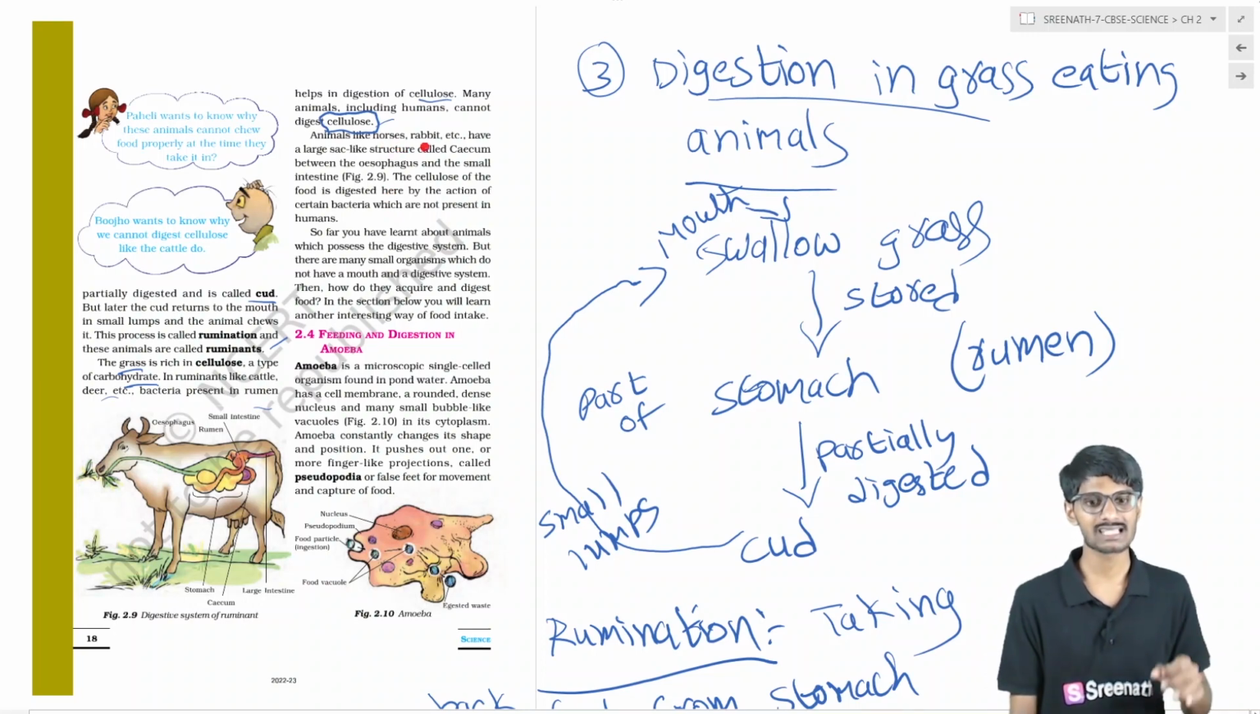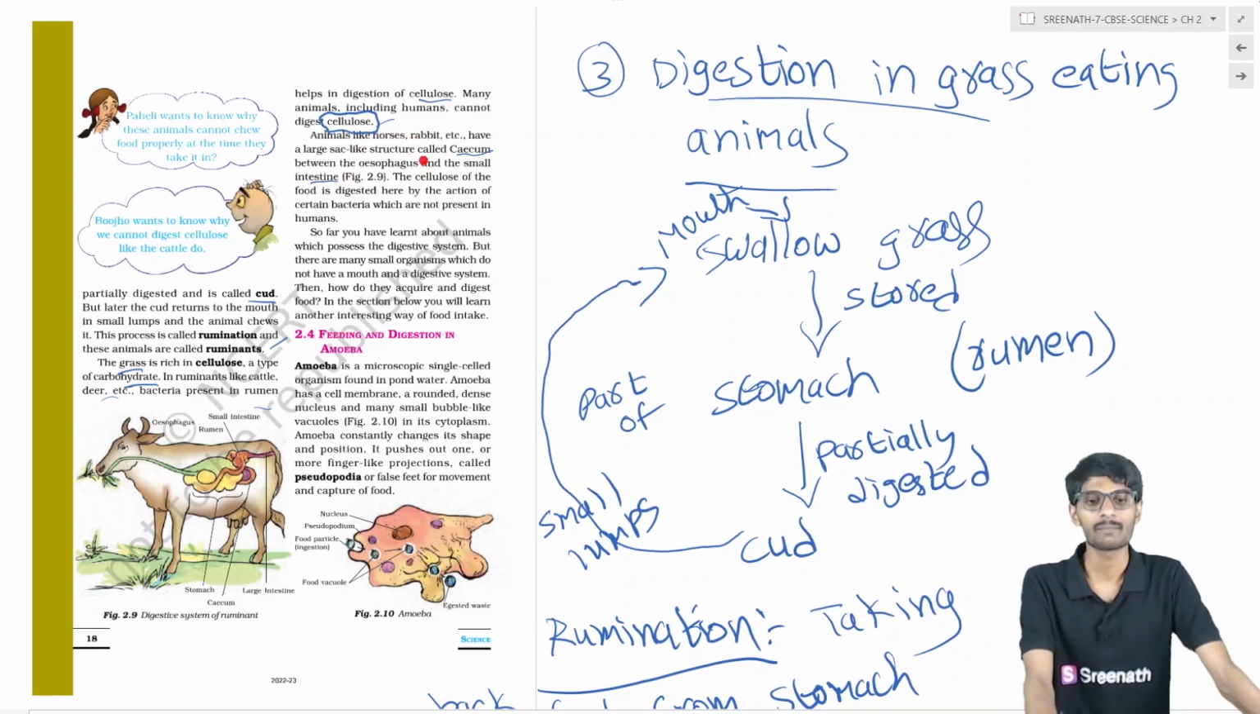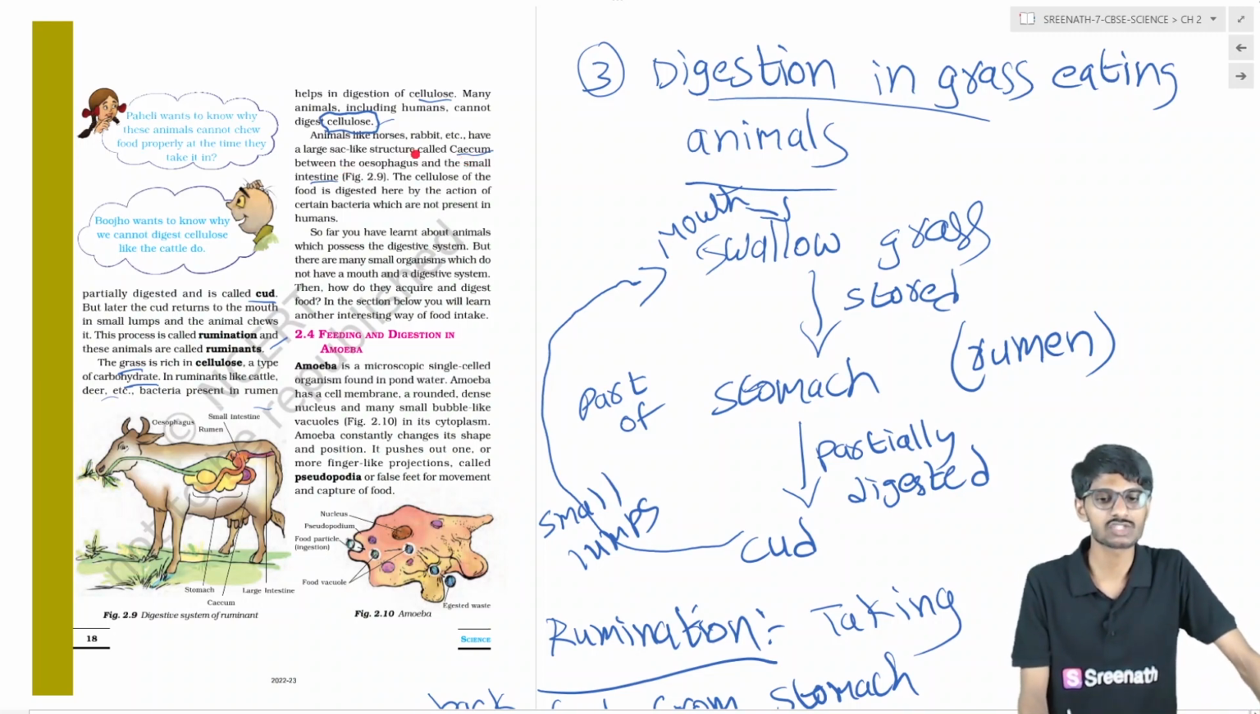Animals like horses, rabbits, etc. have a large sac-like structure called the cecum between the oesophagus and the small intestine. So animals like horses and rabbits have a separate sac-like structure called the cecum between the oesophagus and small intestine.